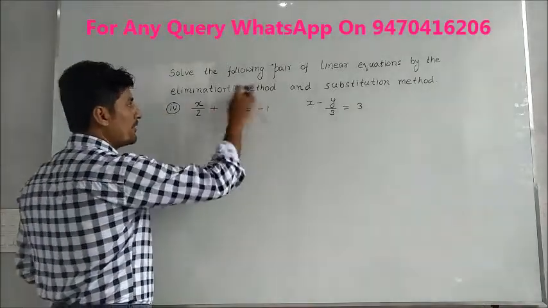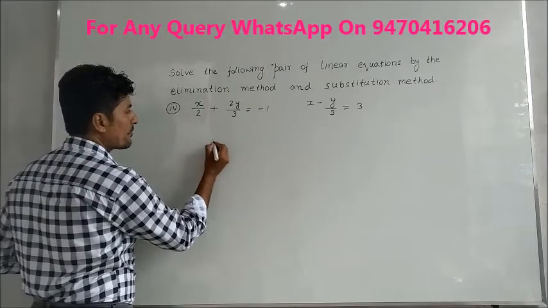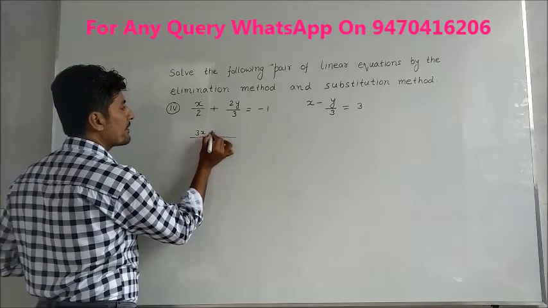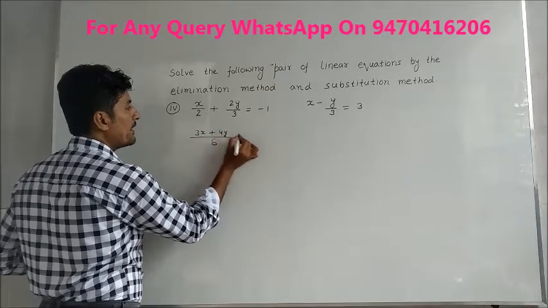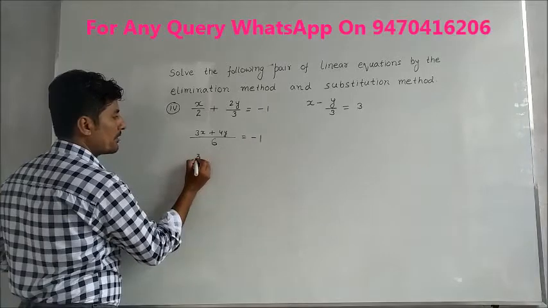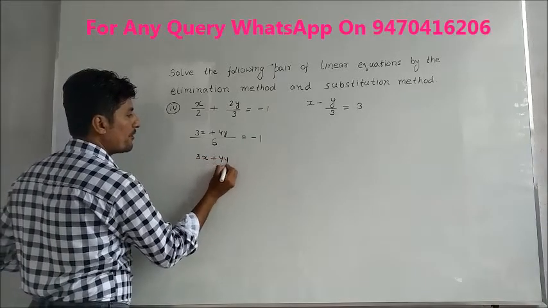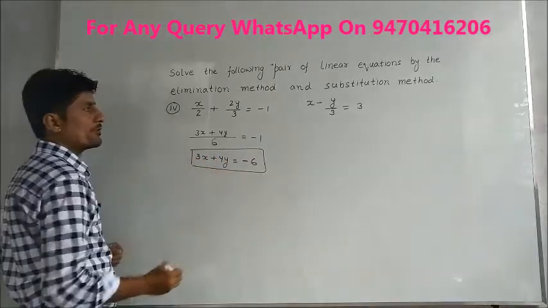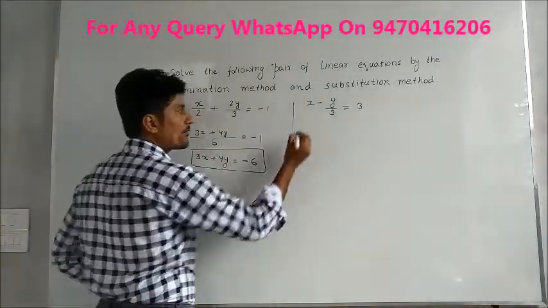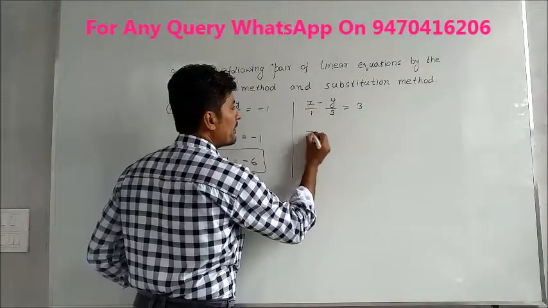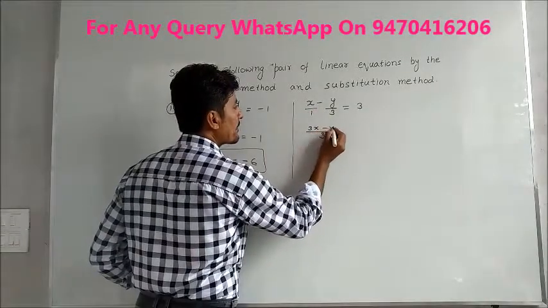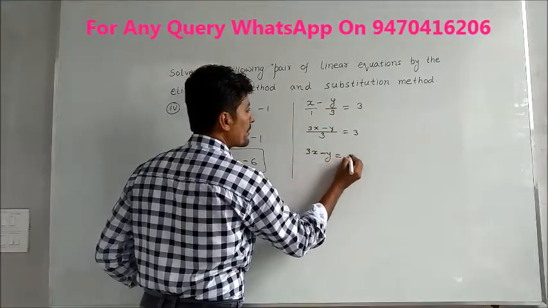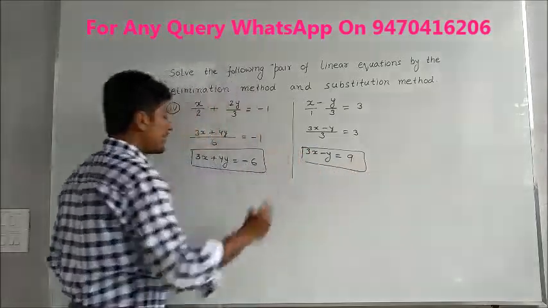First of all, we will solve the first equation. We can take the LCM here. So LCM can be 6. And here we can write 3x plus 4y equals to minus 6. So this is our very first equation. Similarly, we can solve this equation also. Here we can write 3x minus y equals to 9. So this is our second equation.